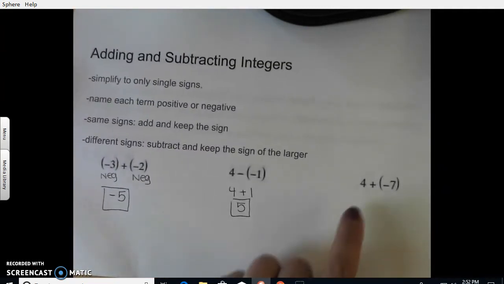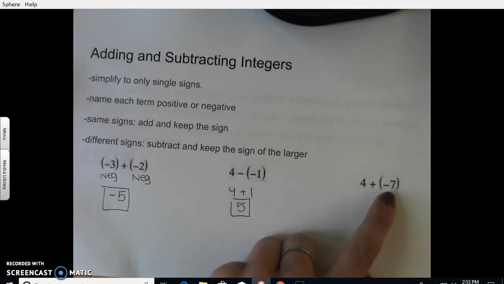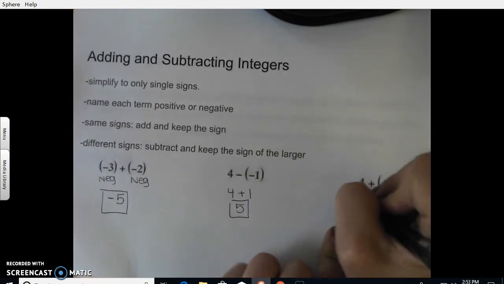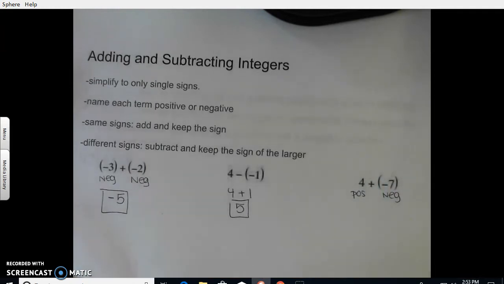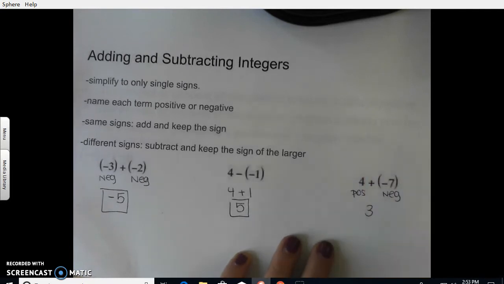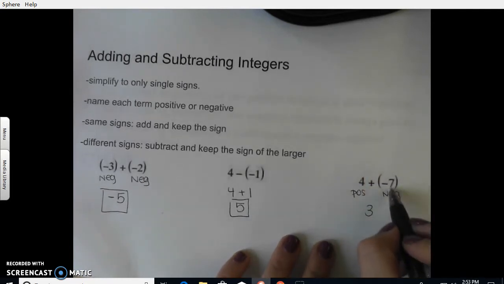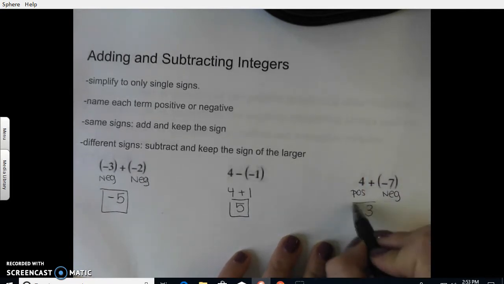Then we have 4 plus -7. We have a positive and a negative. Therefore, different signs, subtract and keep the sign of the larger. So I'm going to do 7 minus 4, which is 3, and keep the sign of the larger, which is 7, which is negative.